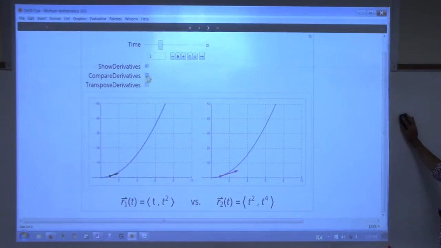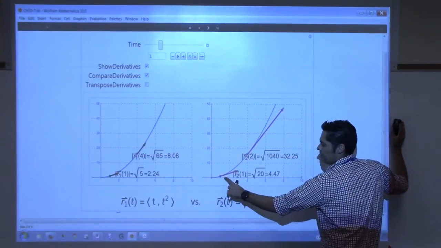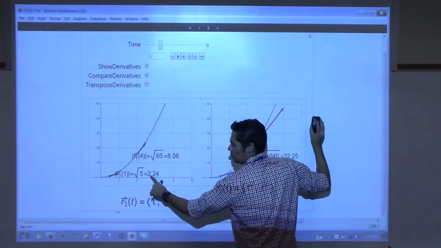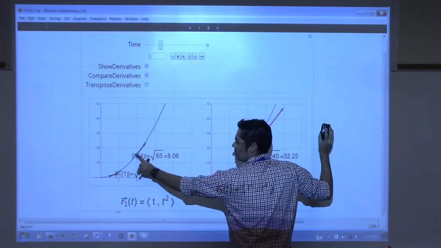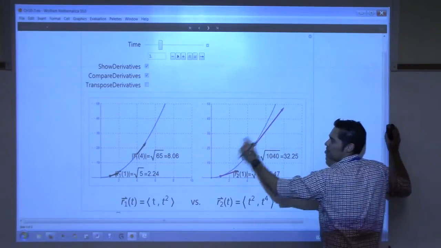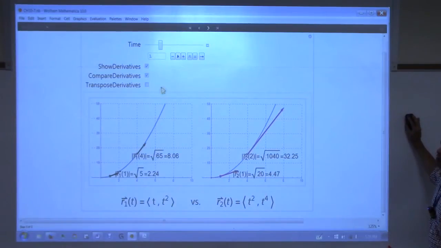I have more stuff here. I can compare them at different values. Like I picked some values here. At this point, the length of the vector function is 4.7. Here, it's 2.24. If I go up to this point, it's 8.06. But at the same point over here, it's 32. So this length's bigger than that. So I don't need to show you any more. Are you comfortable with that?